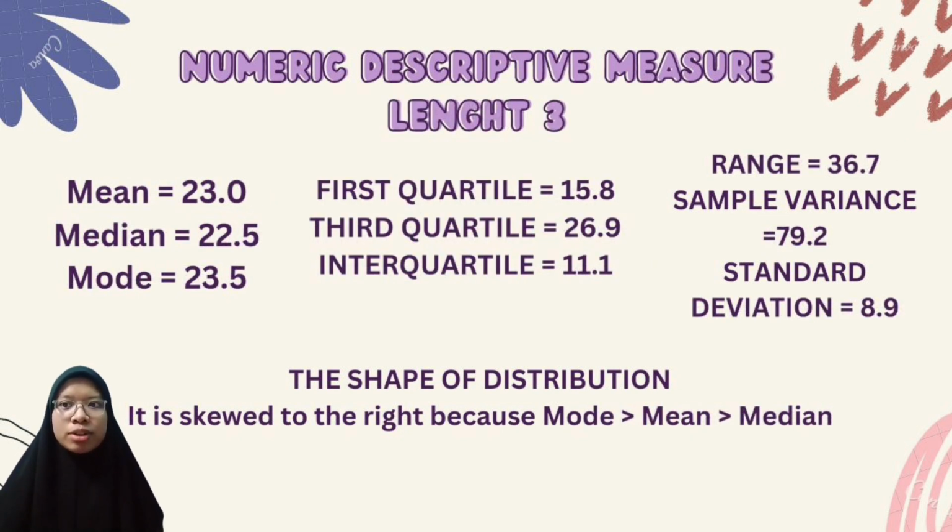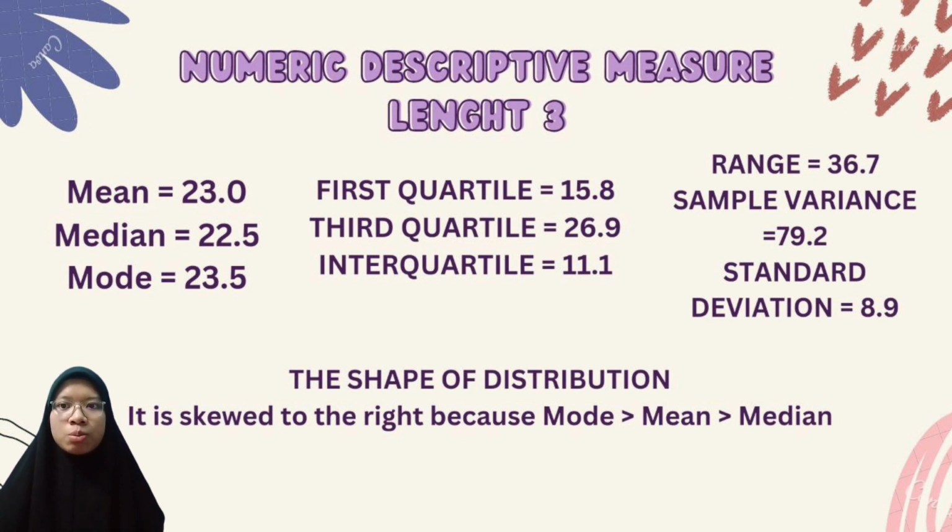Next, the numerical descriptive measures of line 3. The measurements of central tendency come first. We obtain a mean of 23, a median class of 21.2 to 27.3, and a value of 22.5 for the median and 23.5 for the mode.